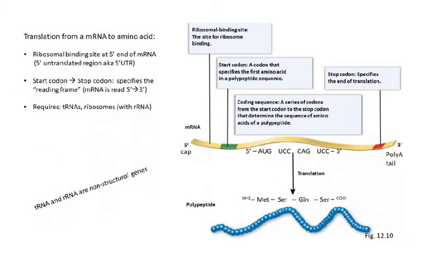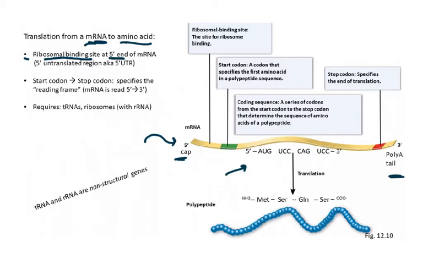Okay, so when we're talking about translation, we're starting with an mRNA and we're moving to an amino acid sequence. So this is after the mRNA has been fully made, capped, tailed, and spliced. And so here's our mRNA. It's got a cap, it's got a tail, and then we assume that it has been spliced. It's now going to be able to bind with a ribosome. So it has to have a ribosomal binding site, which is going to be at its 5' end.